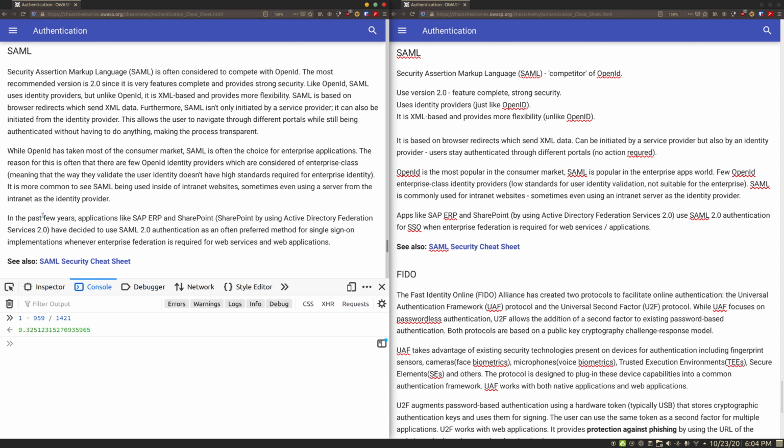In the past few years, applications like SAP ERP and SharePoint, by using Active Directory Federation Services 2.0, have decided to use SAML 2.0 authentication as an often preferred method for single sign-on implementations whenever enterprise federation is required for web services and web applications.